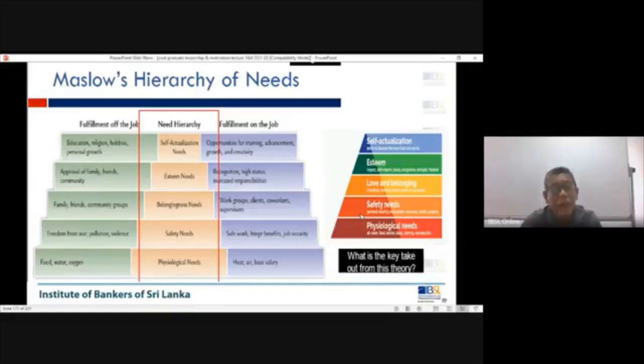Then you go to belongingness. People like a family, a community, working together, especially in Sri Lanka. How are organizations providing these things? Organizations provide work groups, annual trips, get-togethers, Christmas parties. Nowadays, those things are fewer. So, belongingness needs: work with the team.